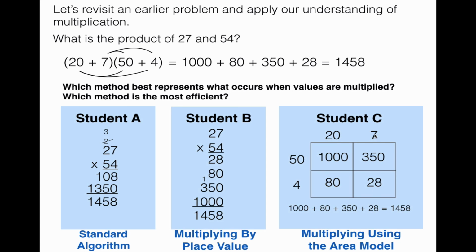All right, so which method best represents what occurs when values are multiplied? Well, multiplying using the area model explains why we're distributing the 20 and the 7 to the 50 and the 4. It literally gives us a foundation to understand why the 4 gets distributed to the 7 and the 20, and the 50 gets distributed to the 7 and the 20, and why it happens here as well. So if you've ever wondered why we are distributing all these values, we now have a solid understanding of how multiplication works and how to apply that understanding to the multiplication of polynomials.